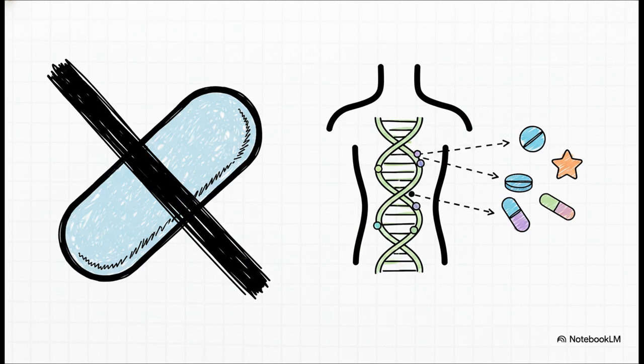And how do doctors figure that out? By identifying your wild-type alleles. By looking at your genes to see if you have the standard baseline alleles for specific enzymes, doctors can finally move away from that old one-size-fits-all medicine and start completely personalizing treatments to fit your exact genetic code.